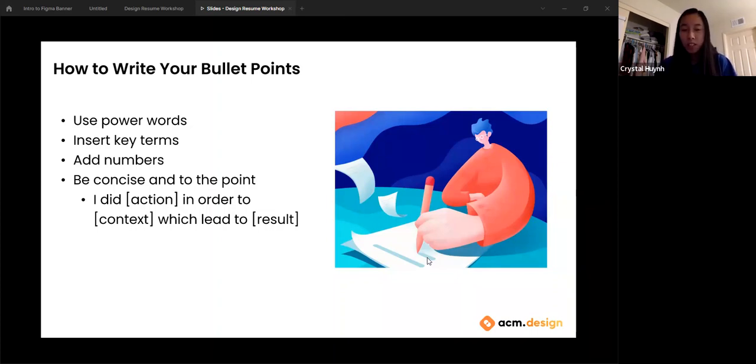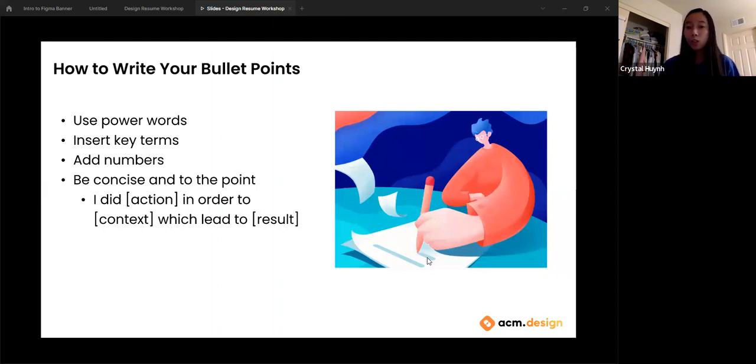Also add numbers. With your bullet points, as you're describing what you did in the past, it gives the recruiter a clear idea of how much you contributed, or how effective your duties were, if you have a number to showcase for it. So things like, I did so-and-so, which increased production by 20%, or I created all these wireframes, which led to 100 more users a month, something like that, that shows the effects of the work that you did.